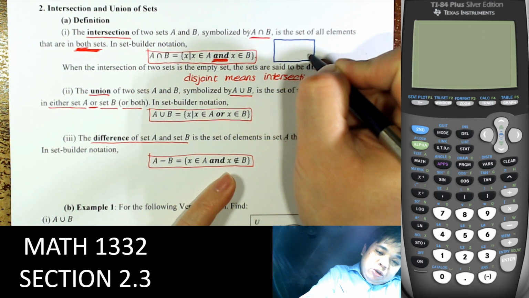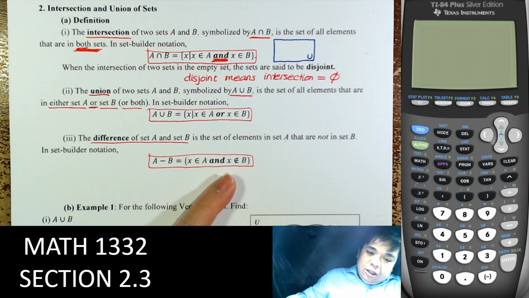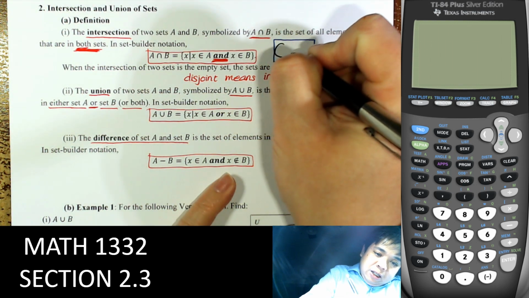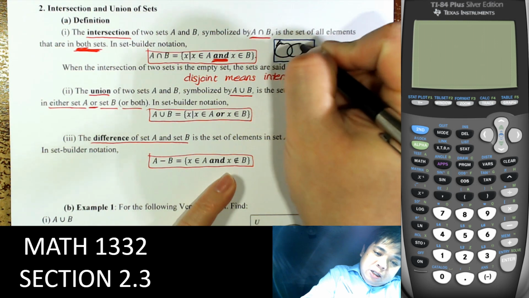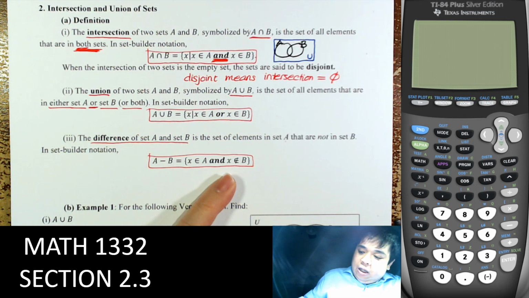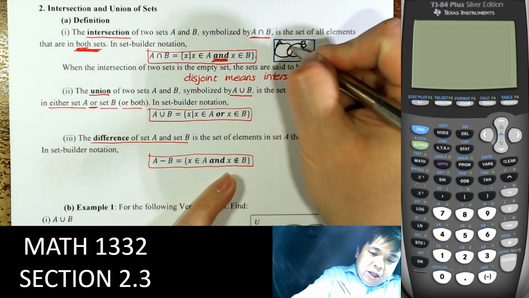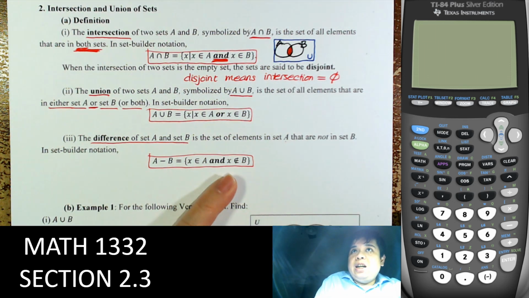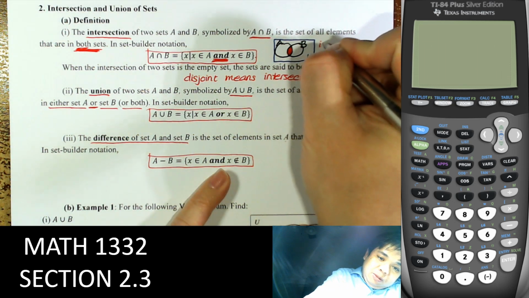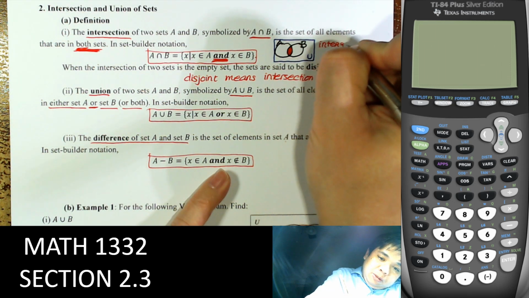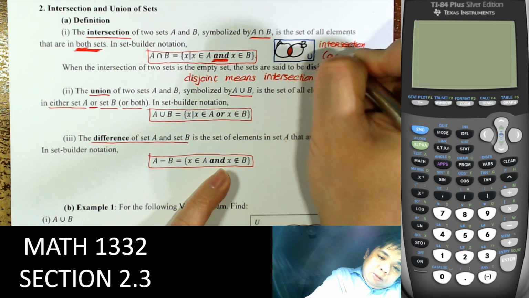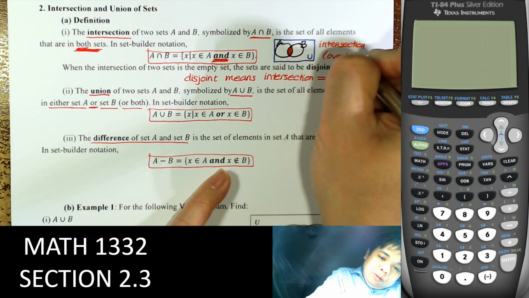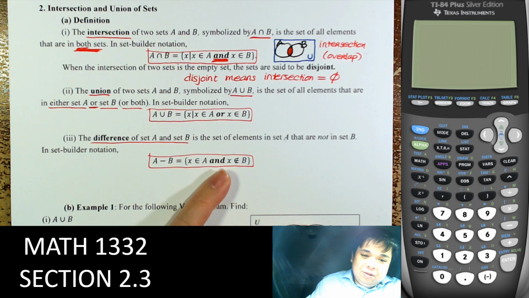We have the universal set. Now we have set A and B. The intersection is in both of the sets, so it's the overlapping part. So that is the intersection. Yeah, the overlap.